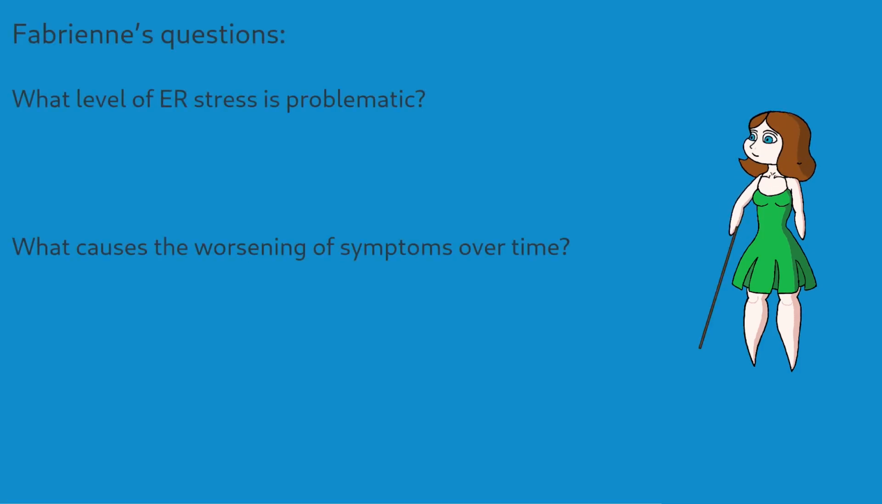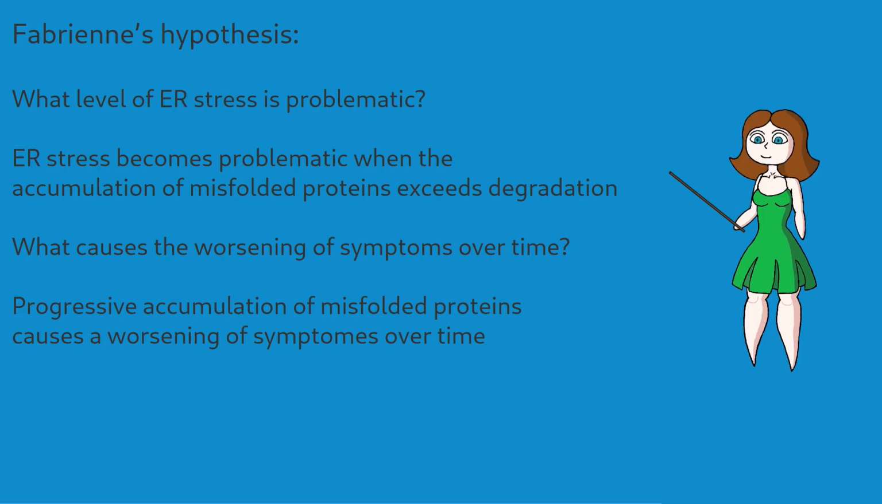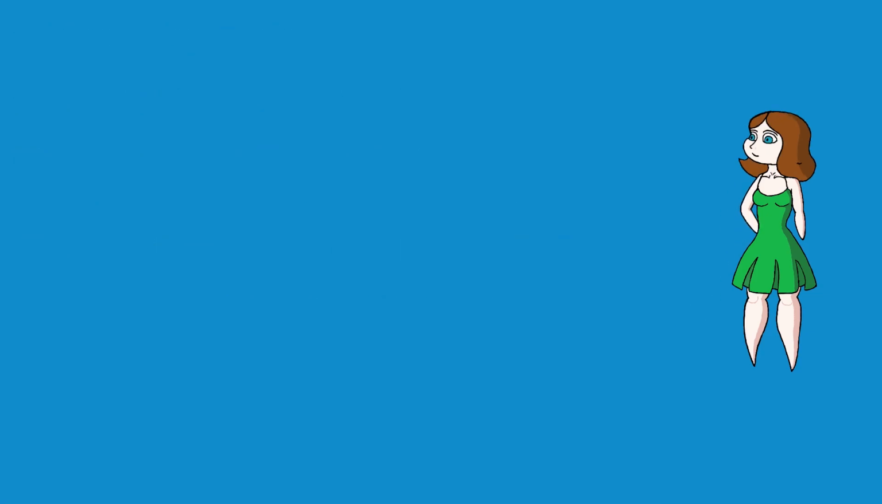That raises two questions. What is the cutoff value where ER stress becomes problematic, and what causes the worsening of symptoms over time? From what we know about Fabry patients, we would like to suggest the accumulation of misfolded proteins as an answer to both questions. ER stress becomes problematic when protein accumulation exceeds degradation, and this accumulation of proteins is what causes a worsening over time. We have no data to back this up, it's just inductive reasoning.